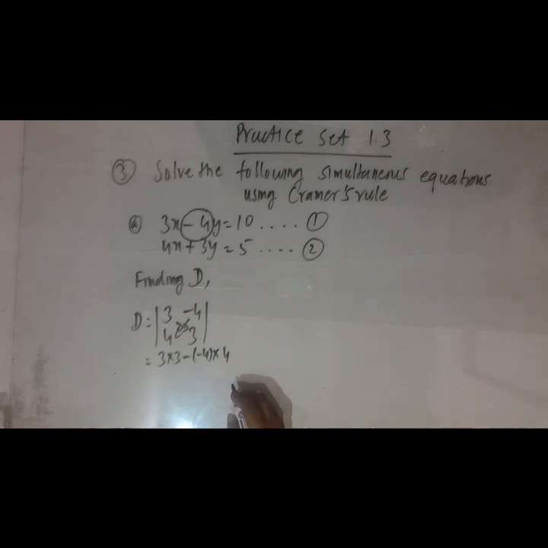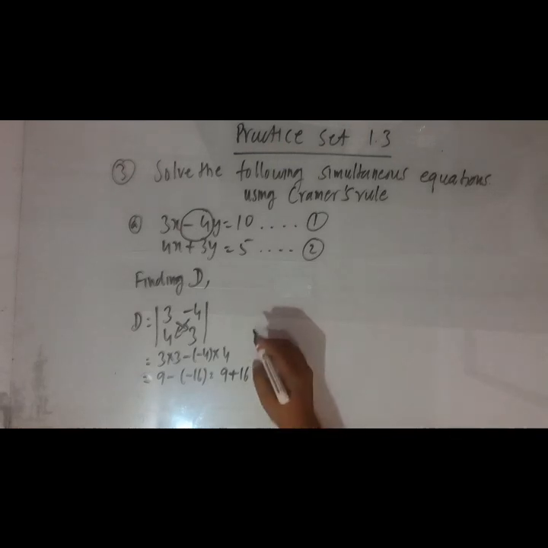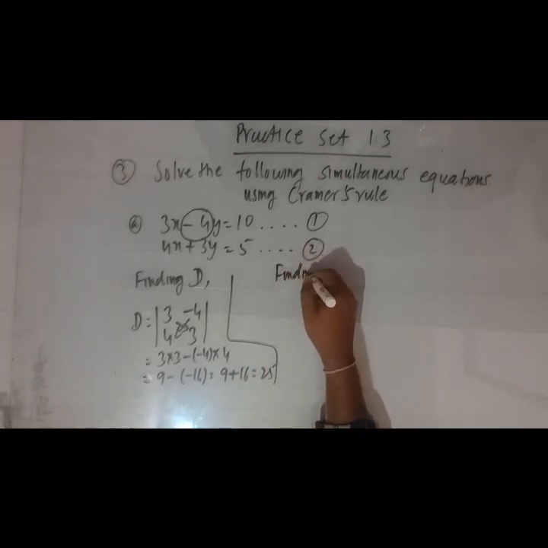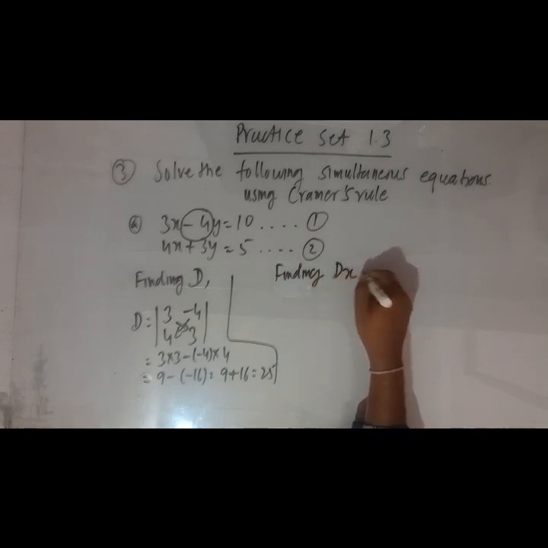Okay, so what we will get? We will get this 3 into 3 is 9, minus 4 into 4 is minus 16. So 9 minus minus 16 will become plus, so 25. Okay, so you got the value of D as 25. Then next is finding Dx. So how will you find Dx?